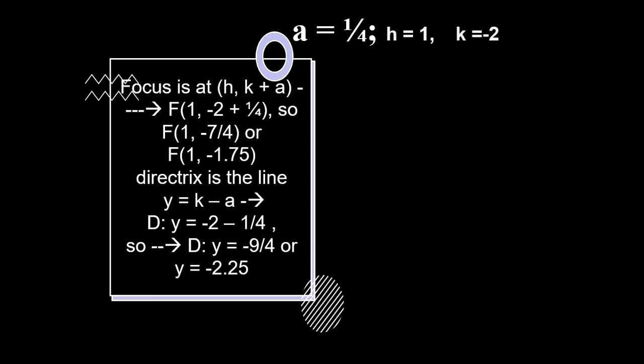So, solve na natin yung focus. So, focus is at h, k plus a. So, 1, negative 2 minus 1/4. Yun, negative 1.75. Yan yung focus. Directrix, the line y equals k minus a. So, negative 2 minus 1/4 is negative 2.25.